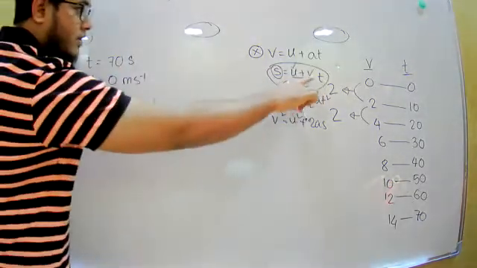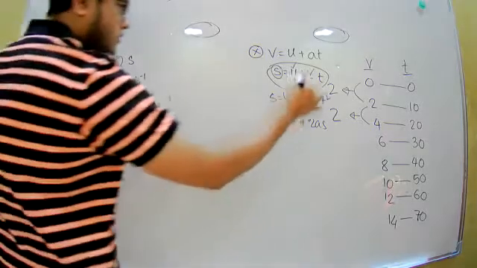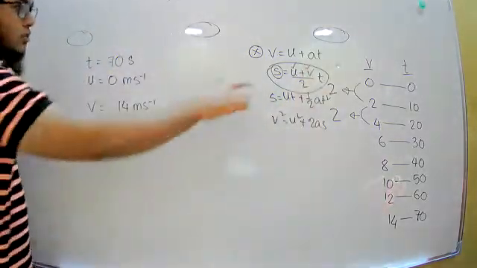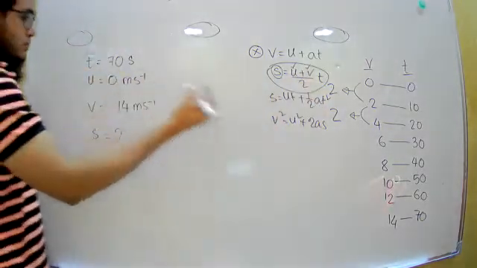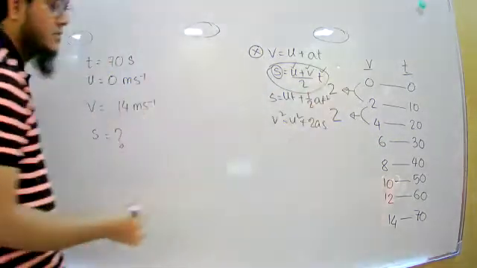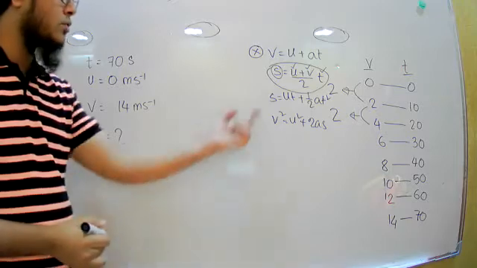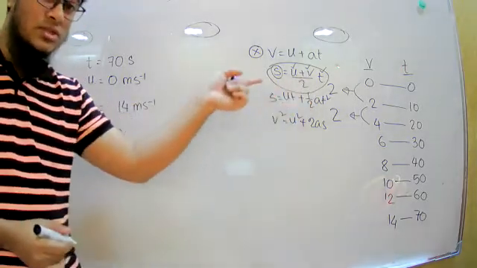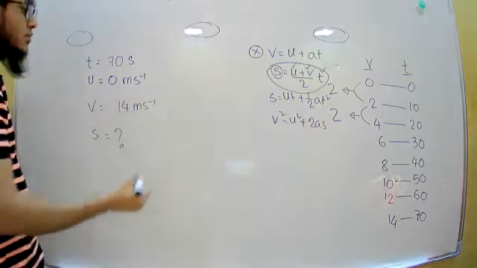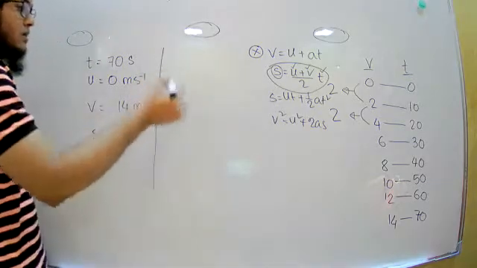We need to know v. V is known, so put tick mark. We need to know time t. T is known, so put tick mark. So as it appears, the second equation we can use. Why? Because all the quantities that are needed to use this equation are known. So let us use this equation and try to find out the distance traveled.